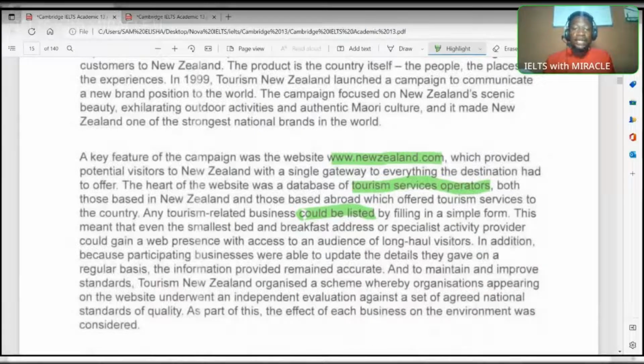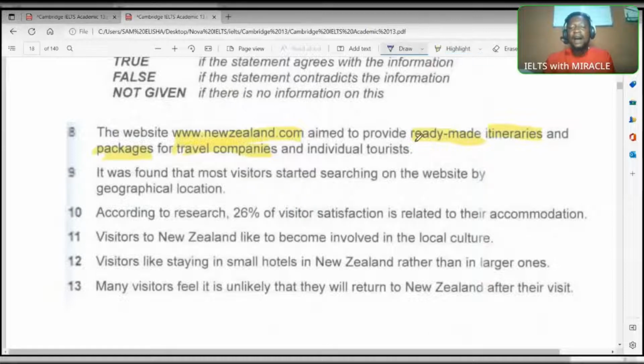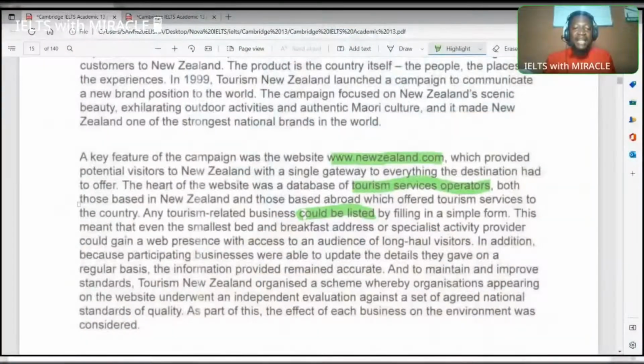So, could be listed. But here the statement says provide ready-made. So that means that the website does not have any ready-made itineraries. Now, ready-made means that it is already on the website. But what the passage tells us is that any tourism-related business could be listed by filling in a simple form. That means people will have to fill in their forms.